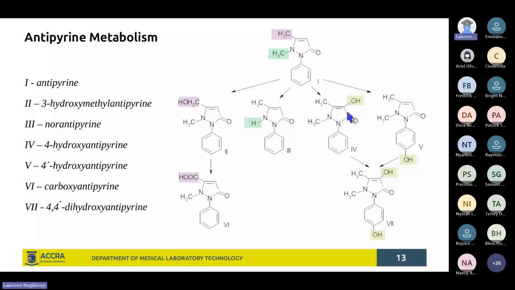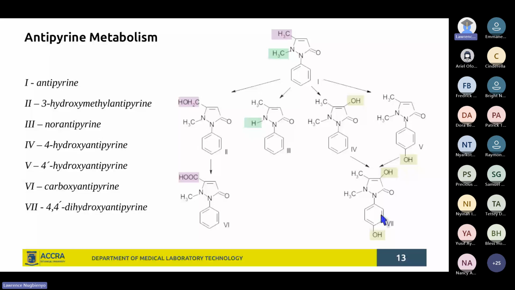There's another hydroxylation which can occur where the hydroxyl group will be on the 4' carbon. And that will give you 4'-hydroxyantipyrine, which you see there. Now, these two molecules can go into the formation of a dihydroxy compound.